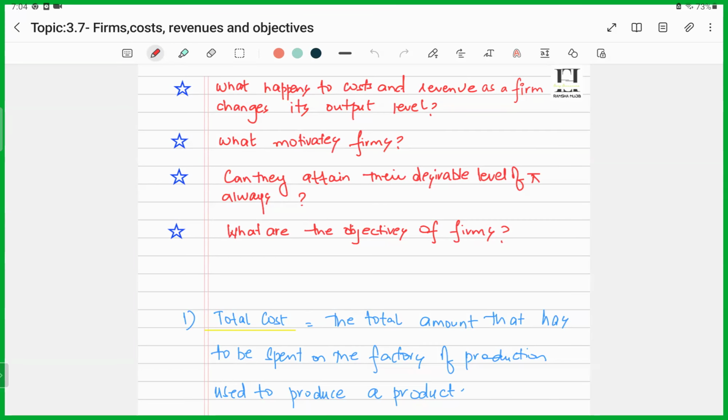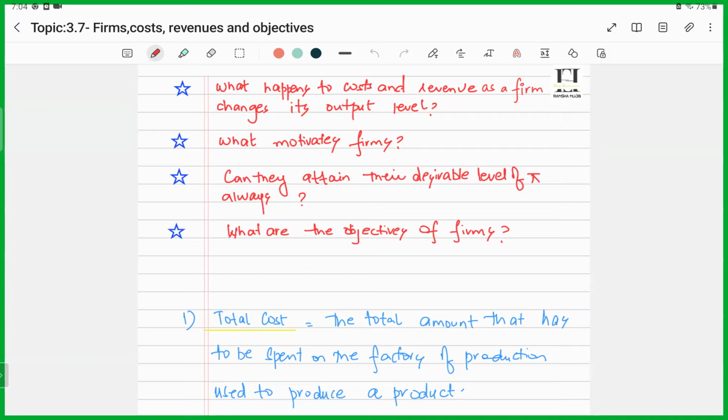Today I brought for you all 2281 and 0455 topic 3.7, which is titled Firms, Costs, Revenues and Objectives. Under this topic, we'll be looking at what happens to total costs and revenue as a firm changes its output level, what motivates a firm, can they always achieve the desirable level of profitability, and eventually what are the different objectives of firms. So let's quickly look into what the topic is all about.